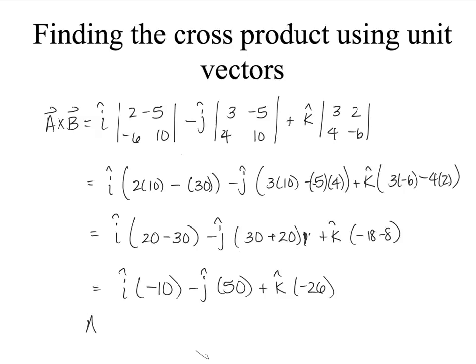Or it might look better if we write it like this: minus 10i minus 50j minus 26k. And this, of course, we can find the magnitude of by using an extended Pythagorean theorem, and then the direction is given in the x, y, and z directions. All right, so that's our review of the cross product.